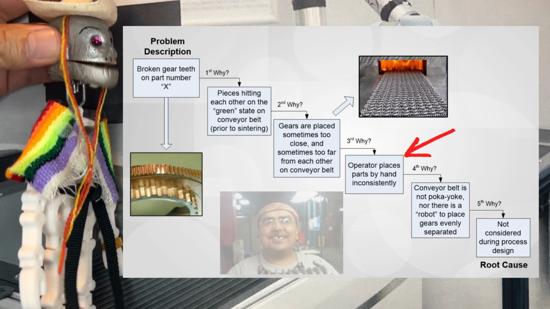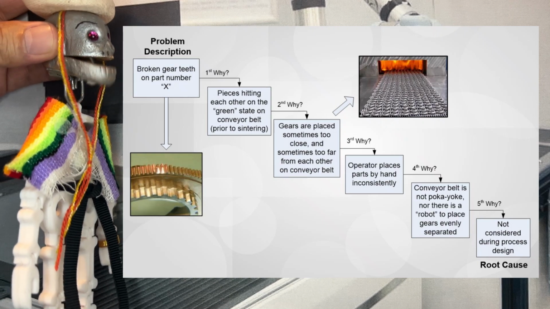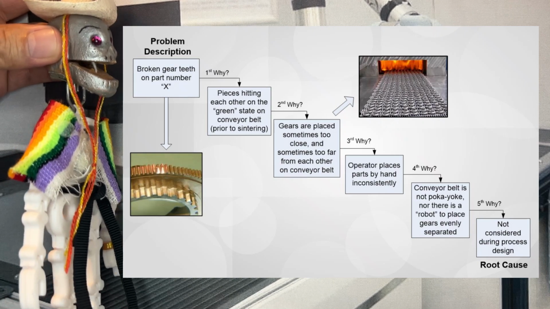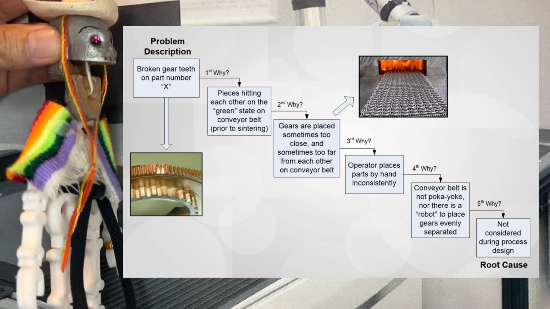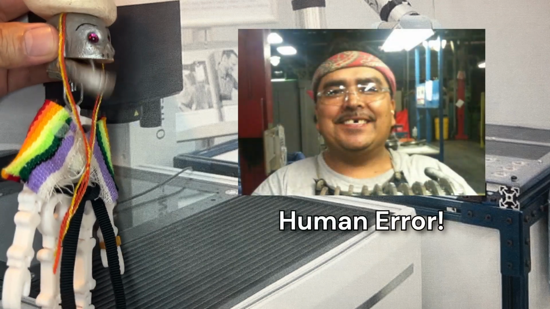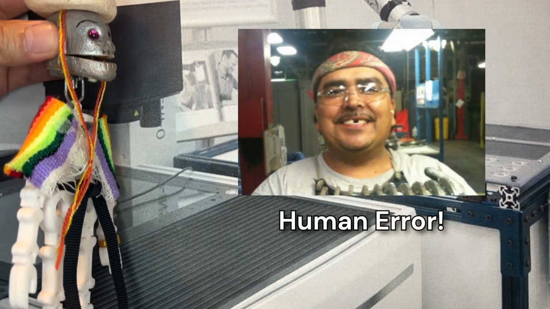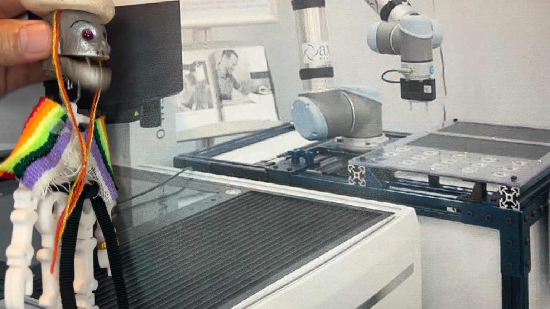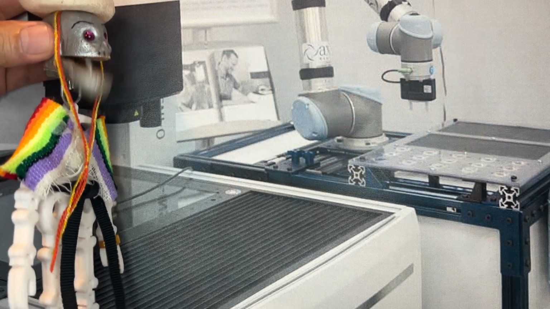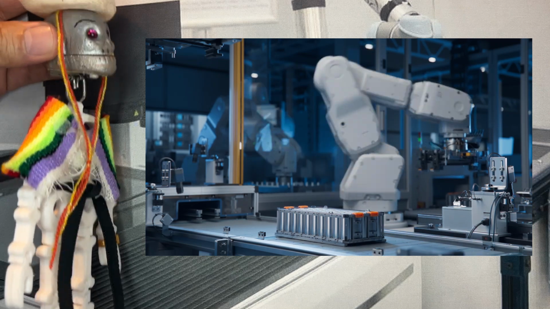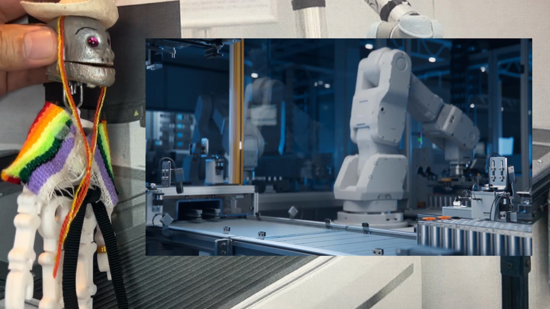And here you need to be very careful. At this point, it will be very easy to determine that the gears are placed inconsistently because it's a human error and assume that you can fix it with training. No. As a Six Sigma specialist, always try to remove the possibility of human error and use technology instead.